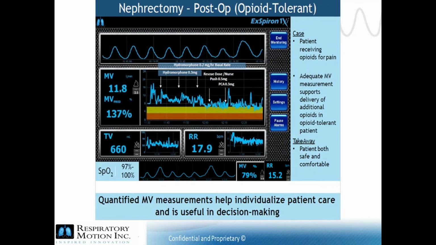In this example, the patient had been suffering from a long-term condition and taking extensive pain medication regularly at home. The staff nurse could feel comfortable providing extra breakthrough coverage to help manage the patient's pain, all knowing that the patient was adequately ventilating even with these high doses of pain management medication.